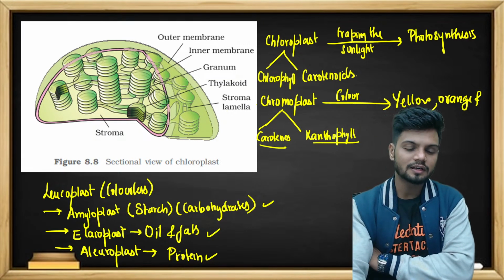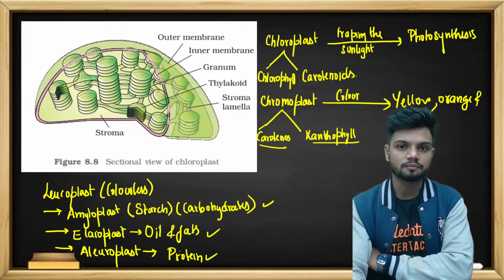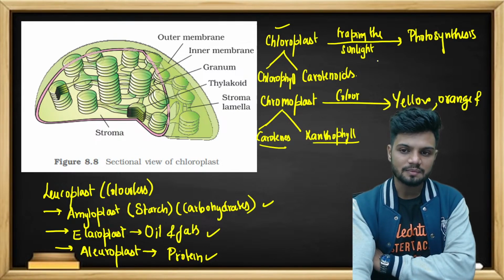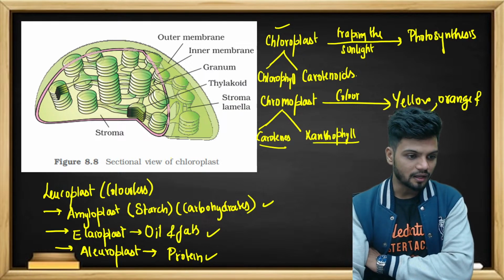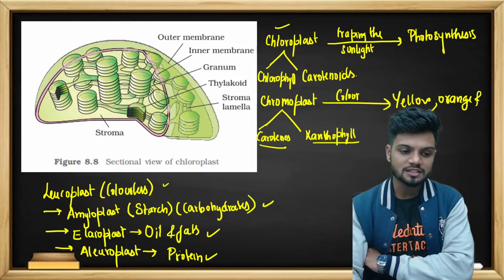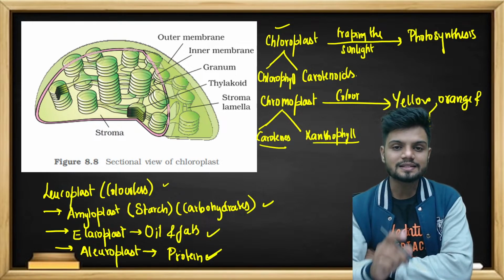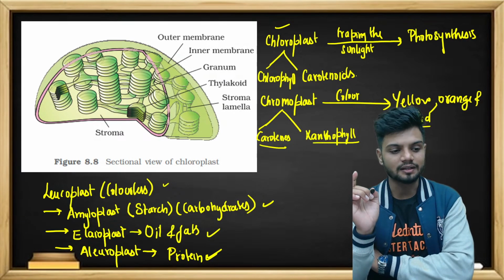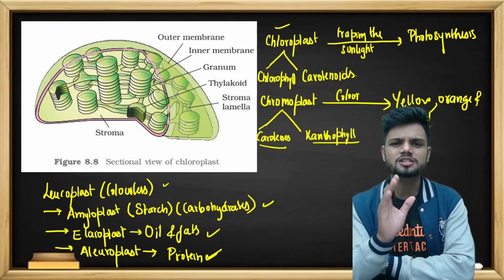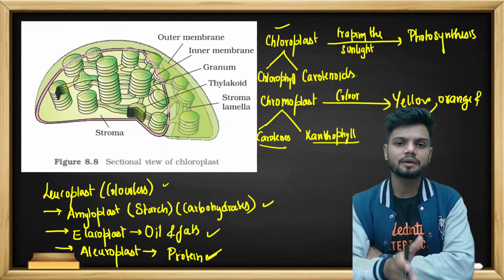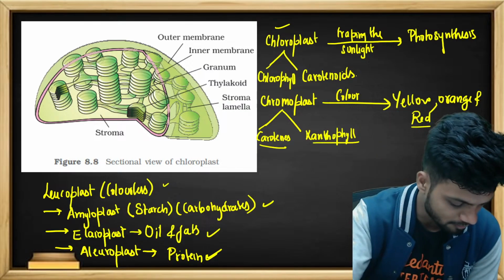So there are three different types of plastids: chloroplast, which traps sunlight for photosynthesis; chromoplast, with carotenes and xanthophyll, which give color; and leucoplast, with three types: amylo, elaio, and aleuro. Amyloplast provides starch and carbohydrates. Elaioplast, oils and fats. Aleuroplast provides protein. In the examination, they can ask you directly about any one of them, such as what elaioplast provides. Mostly such questions will come in match the following. Remember that.